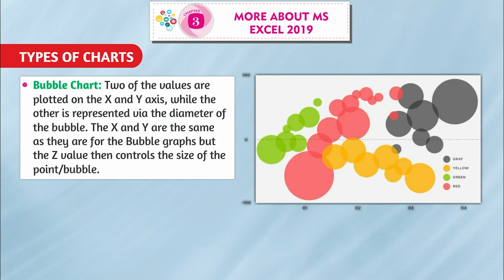Two of the values are plotted on the X and Y axis, while the other is represented via the diameter of the bubble. The X and Y are the same as they are for the bubble graphs, but the Z value then controls the size of the point.